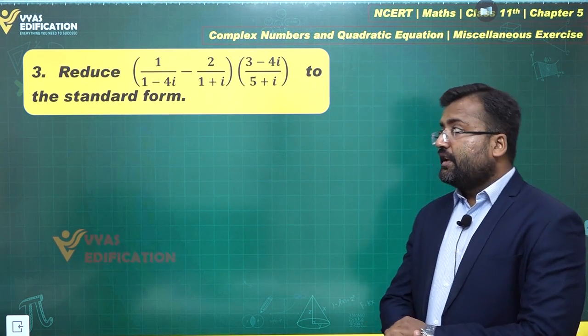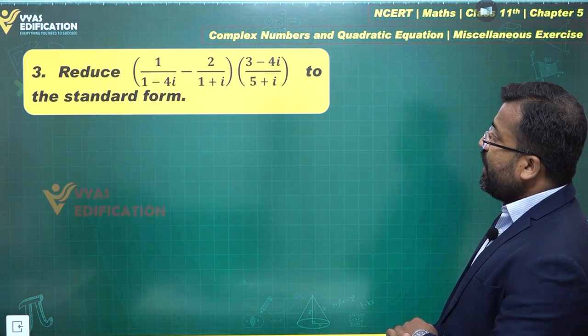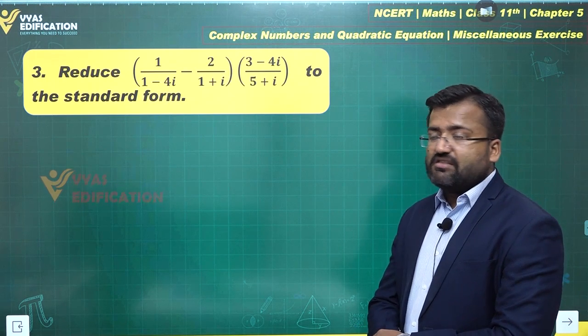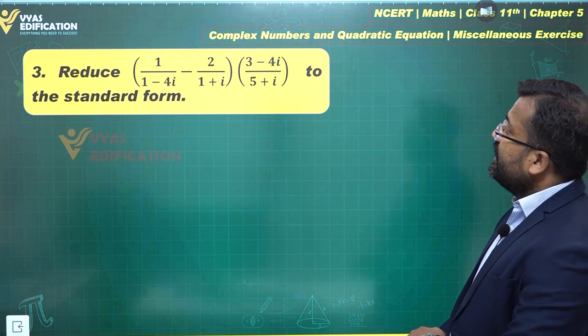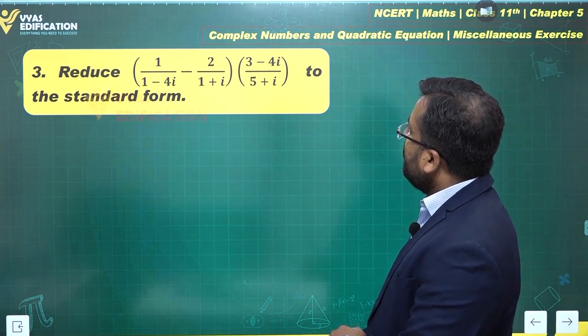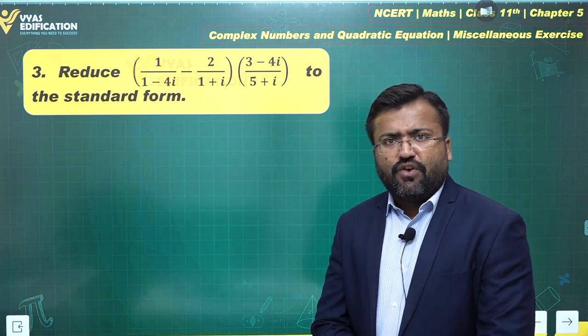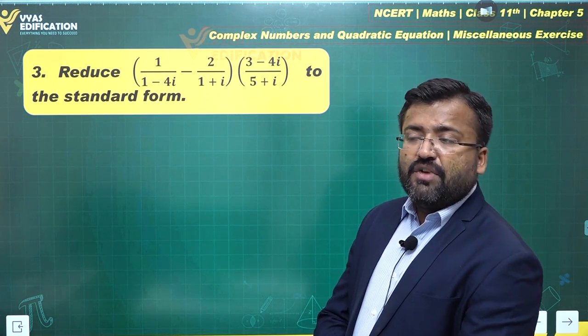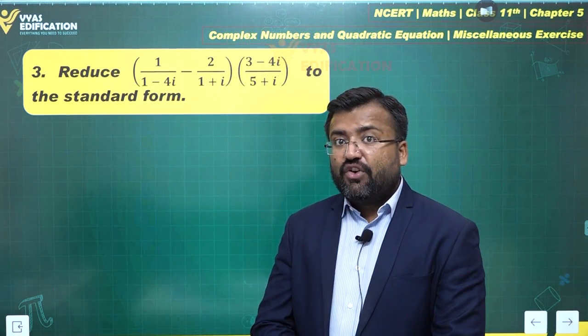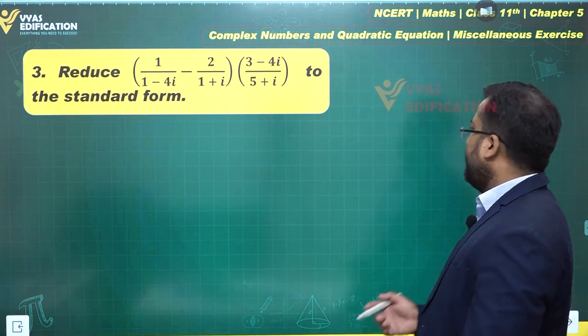Let's discuss this question next. Reduce 1 upon 1 minus 4i minus 2 upon 1 plus i, times 3 minus 4i upon 5 plus i, to the standard form. What is the standard form? For any complex number, the standard form is the a plus ib form.